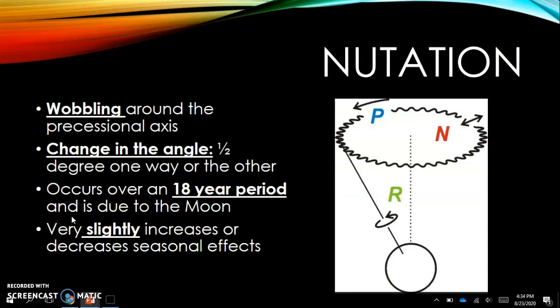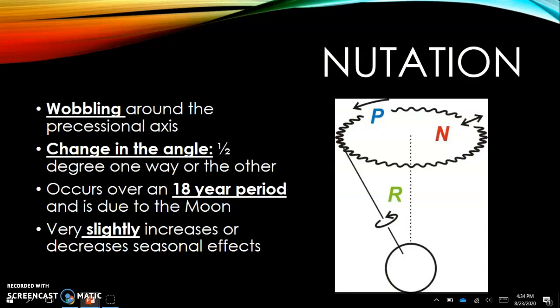Now, this doesn't have much of an effect. It very slightly can increase or decrease seasonal effects. So if a seasonal effect is increased, that means our winters would be colder, our summers might be warmer. Or decreased seasonal effects is kind of the opposite, but really most of the time you can't even tell anything's happening, okay? So the biggest takeaways from today is that a precession takes a really long time.